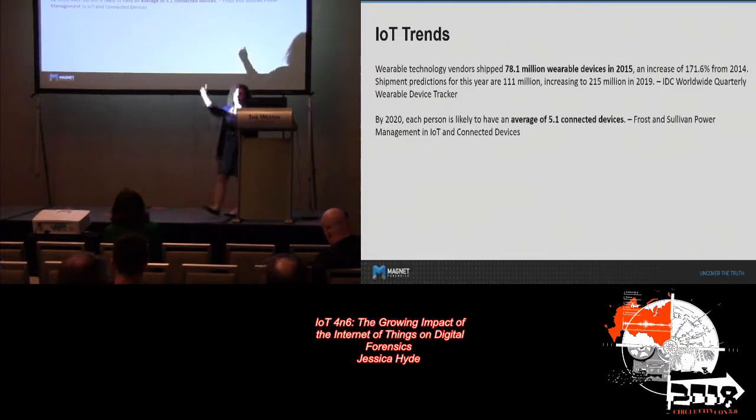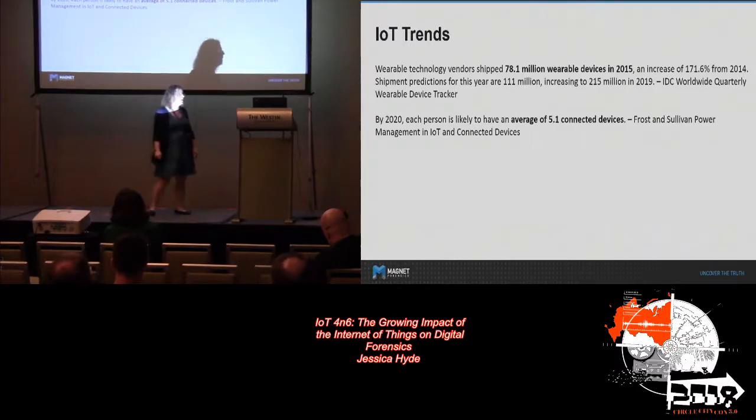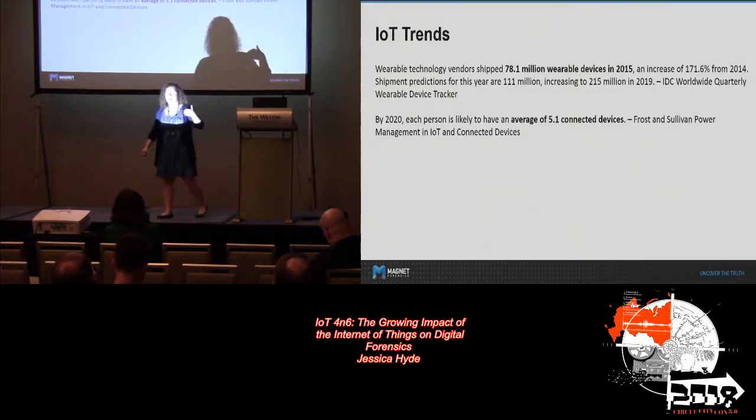So that's why this is important. By 2020, so in 2 years, it's predicted that each one of us is going to have 5.1 connected devices. Does anybody want to guess how many I have in my home right now?